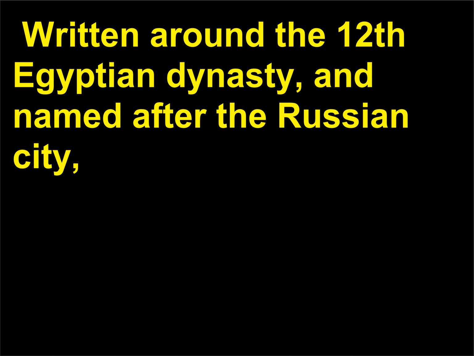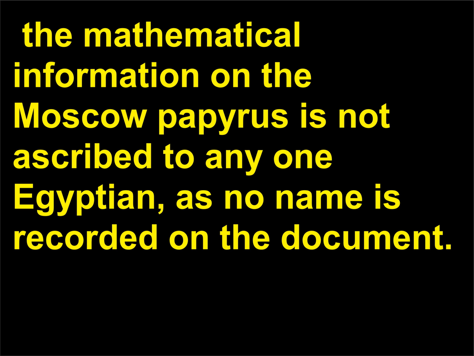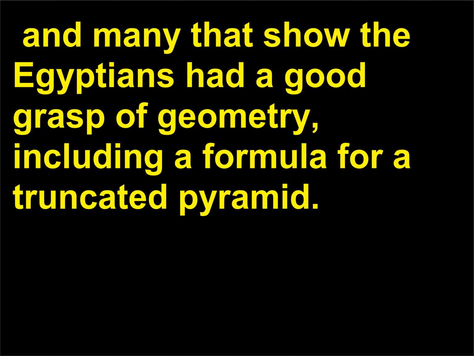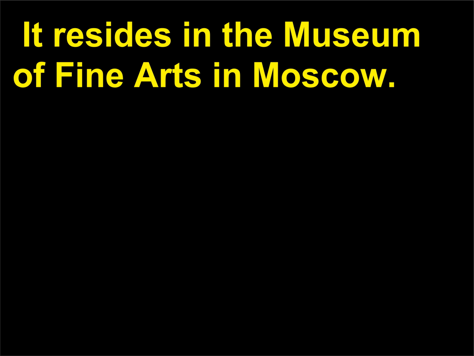The Moscow papyrus, written around the 12th Egyptian dynasty, is named after the Russian city. The mathematical information on the Moscow papyrus is not ascribed to any one Egyptian, as no name is recorded on the document. The papyrus contains 25 problems similar to those in the Rhind papyrus, and many that show the Egyptians had a good grasp of geometry, including a formula for a truncated pyramid. It resides in the Museum of Fine Arts in Moscow.